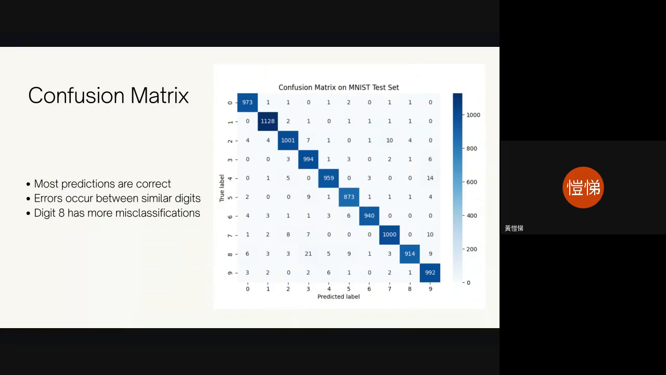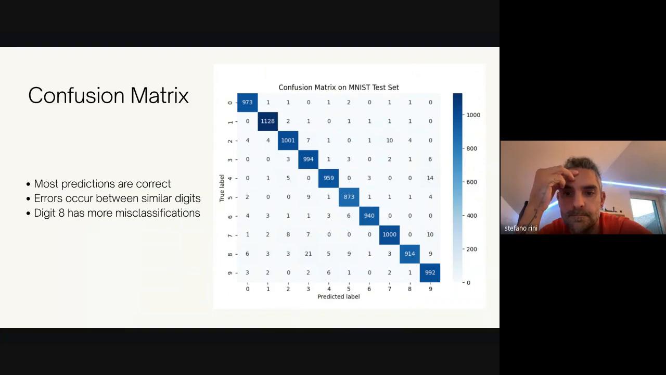The confusion matrix gives more detailed information about the errors. Most predictions are correct, as shown on the diagonal. However, the errors are not random. The model mainly confuses visually similar digits. For example, digit 8 is often confused with 3 or 9. Yeah. Very nice. Next page.